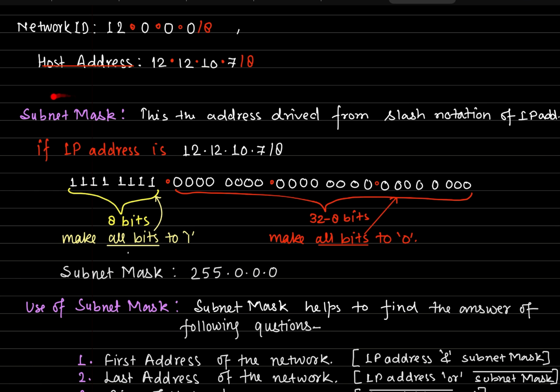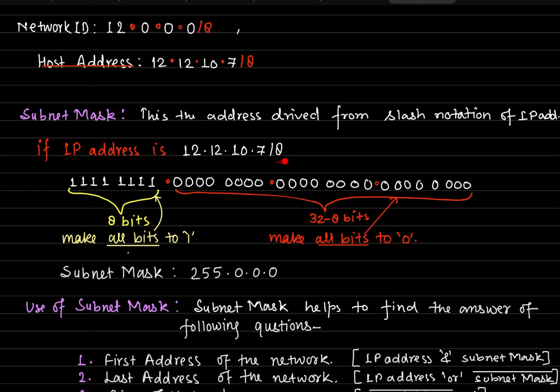One more thing: can we have another strategy? When you connect your phone to the internet, you get a subnet mask. Have you ever thought about why you get a subnet mask? There is some meaning behind it. The subnet mask plays a very important role when we divide networks into blocks. This is the address we derive from the slash notation of the given IP address.